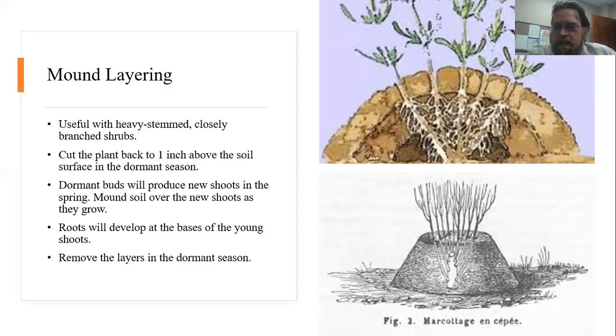You've probably seen this if you've tried to remove trees or plants from your landscape and left the stump there. Often new shoots will grow out of that stump, and that is precisely what's happening. You want to mound soil up over those new shoots as they're growing, and then roots will develop at the bases of these shoots. Then you can pull that soil away as we get back down into the dormant season again. You can separate those rooted layers from the base of that plant, and that provides the propagated layers that you're looking for.